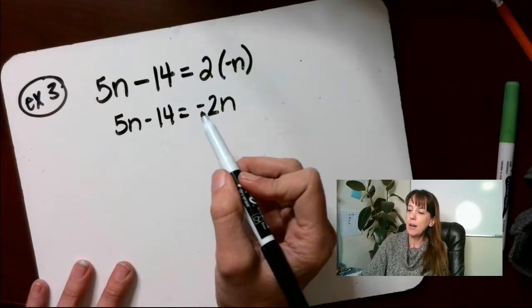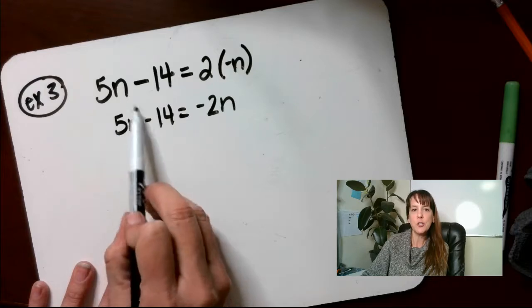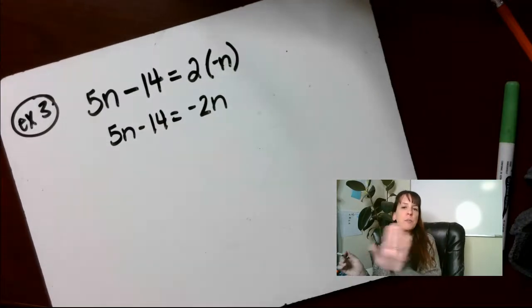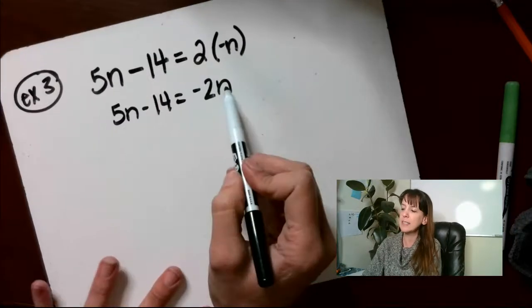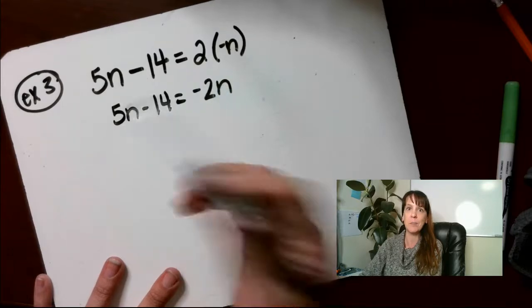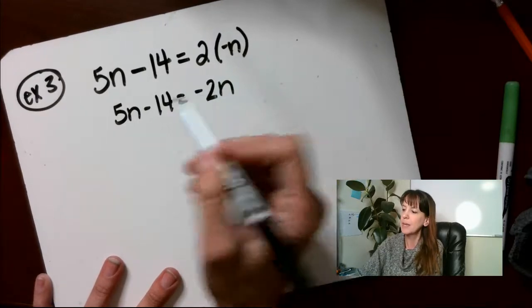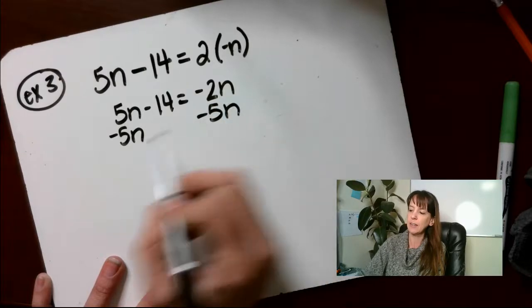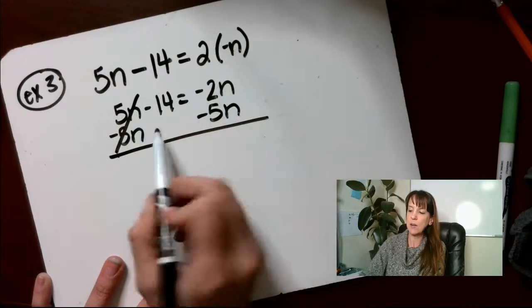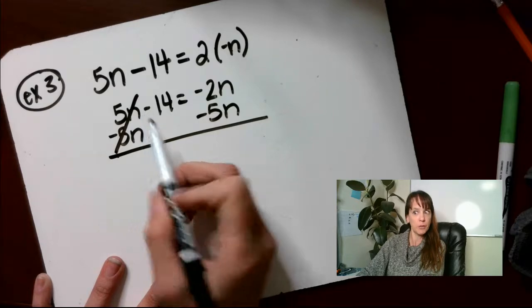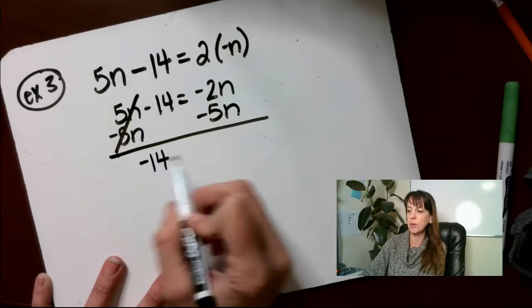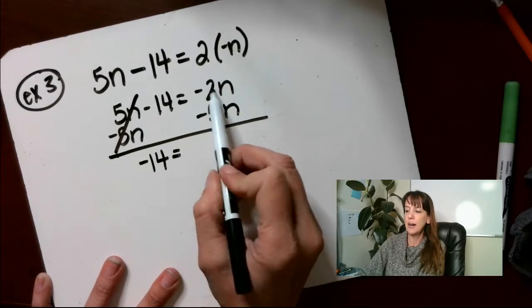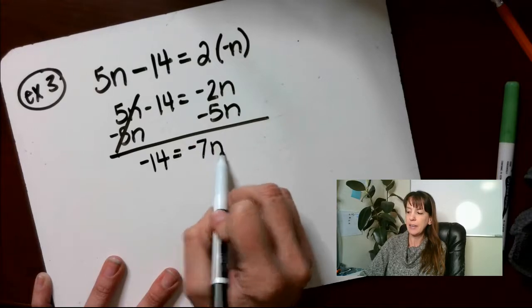Good. I'm going to move this chunk over here. Usually I like to put my variables on my left side, but if I move this guy over here, I'm going to have 0 left over there, and it's kind of a pain. So minus 5n here, minus 5n here. These guys cancel out. I'm going to bring this down. Guys, remember your sign in front there. So negative 14 equals negative 7n.